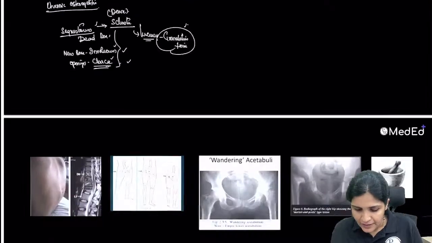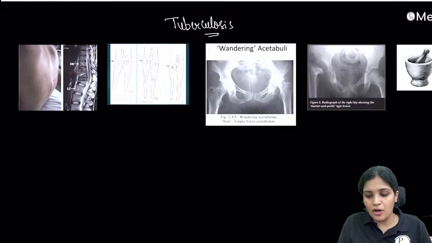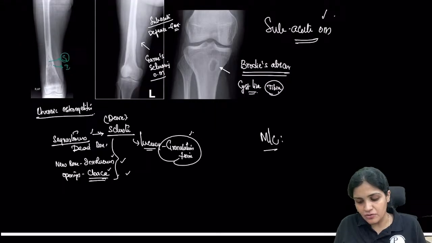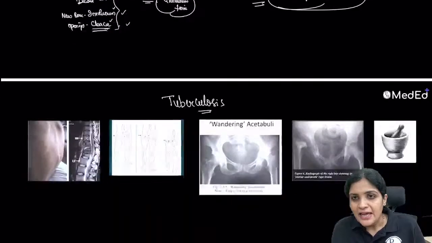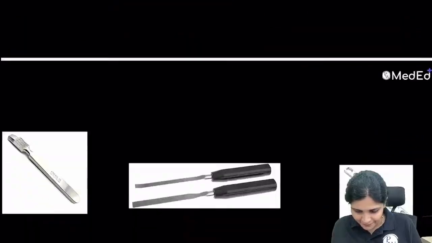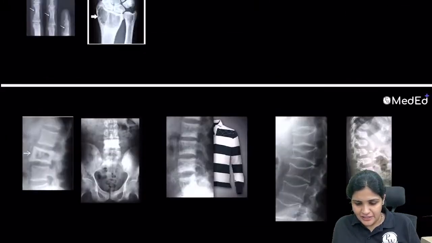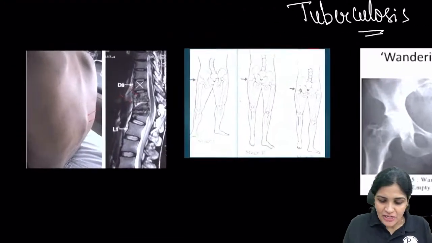Very good. Okay, now this is about tuberculosis. So that is about the pyogenic infection. The most common agent responsible for pyogenic infection in orthopedics is Staph aureus, right? Remember, it is Staph aureus. And then we are moving up to your tuberculosis. Like 3 more slides, okay? And we are done.